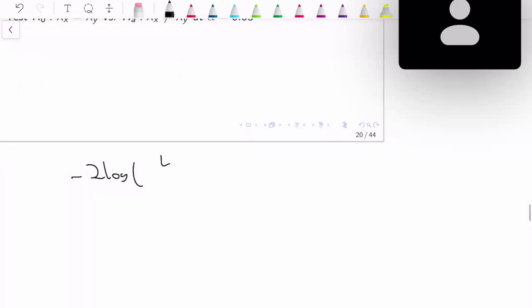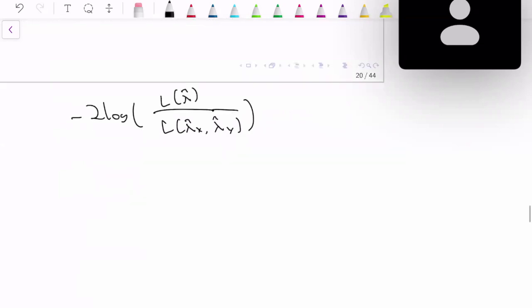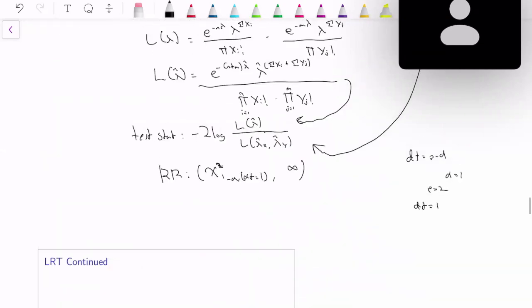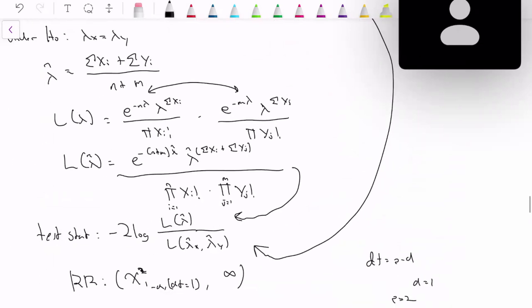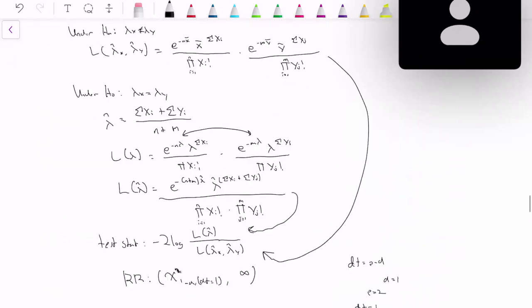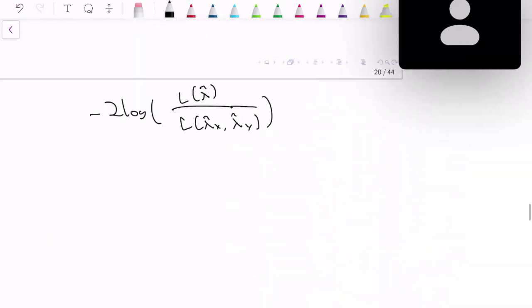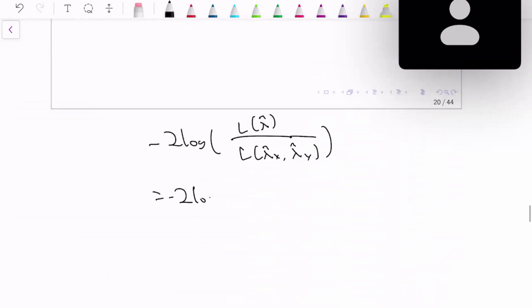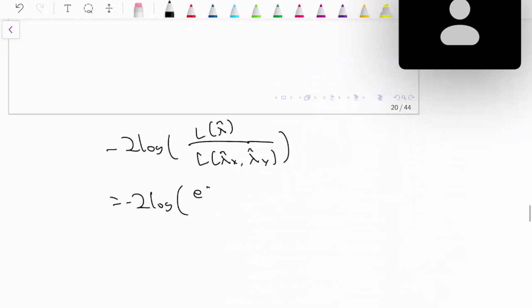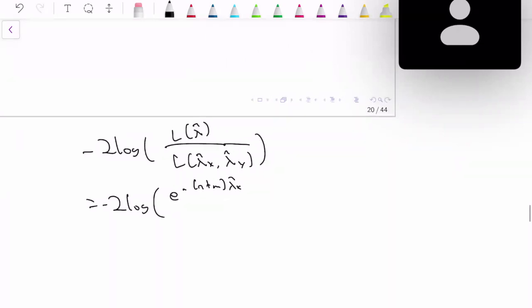The test statistic was like this from the previous problem that we did. You'll notice here, when you take the ratio, these product terms cancel out with these product terms here. So what you're left with is -2 log e to the negative n plus m lambda hat, to the sum of xi plus sum of yj. Oh, sorry, this is for the null. My bad.